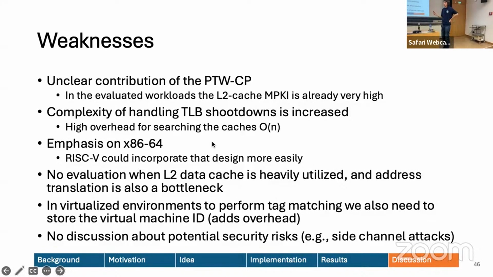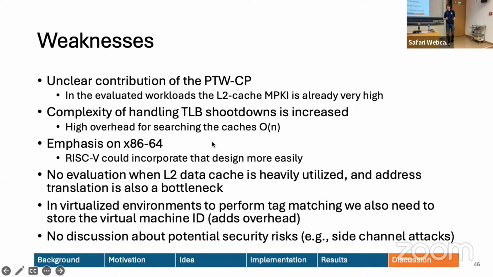And it has a very strong emphasis on x86-64, which is a well-optimized ISA, and with a lot of caches already. Maybe some other architectures like RISC-V would have been interesting because they can incorporate a design like this maybe more easily.